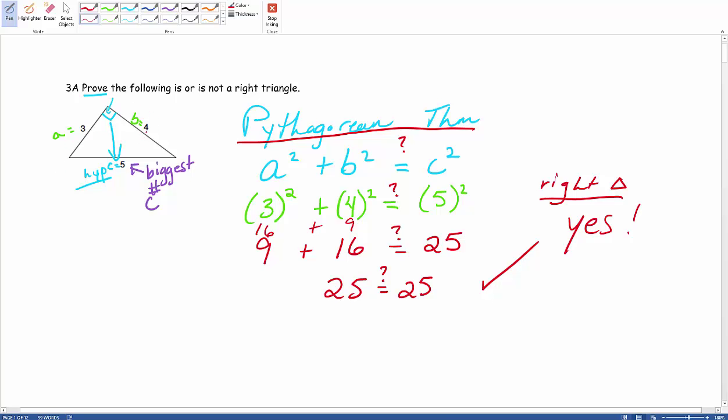And then again, just really checking to see if this is in fact a right triangle, then the Pythagorean theorem should work for it. In this case, it did. So there, we've proven it, and it is in fact a right triangle. Again, though, that is our chapter 1, target 3.